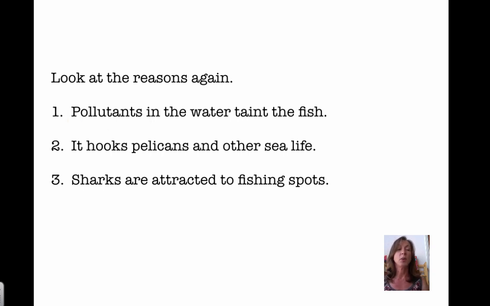Now let's look at number 2. It hooks pelicans. I kind of put my verb at the beginning of the sentence there. And the last one has it beginning with sharks, but clearly these 3 reasons are not following the same pattern. And let me show you what I mean.